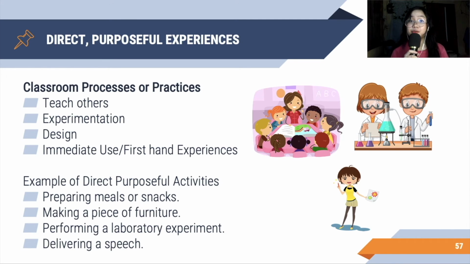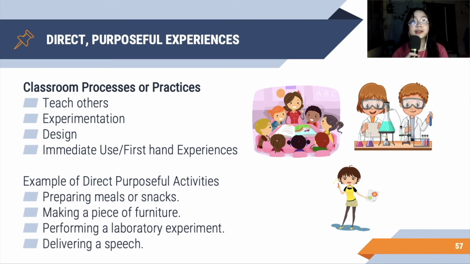So we can inform others not just through teaching, but also advocating, campaigning, and other informative mediums. We can also do experimentation. As we learn many concepts and theories, we can perform an experiment to test their effectiveness. We can also do design. Design is not just limited to the field of arts like painting or sketching, it can also include architecture and other fields of study.